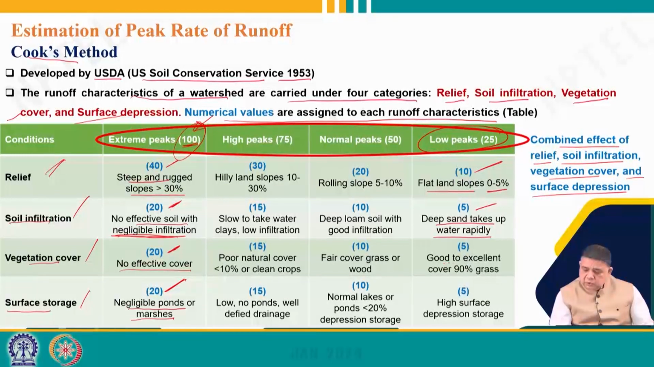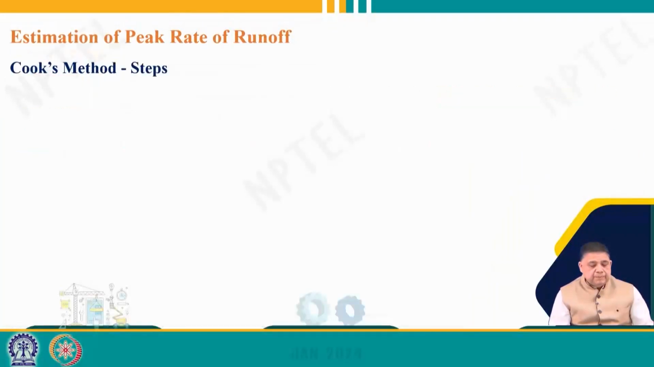Vegetation cover, good to excellent cover, 90% grass. So, that means a lot of absorption. So, again we give 1/4, 5. And surface storage, high surface depression storage, that means most of the water could be stored in the depressions. So, that is why again 1/4 of the value. So, the sum of these will be 25. So, these values first come from this table.